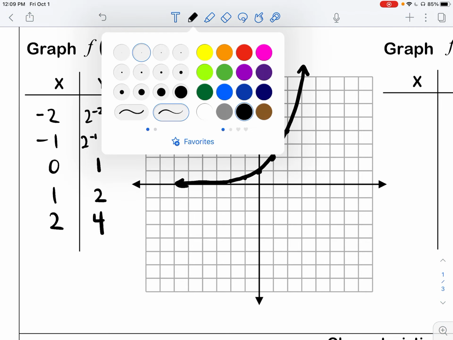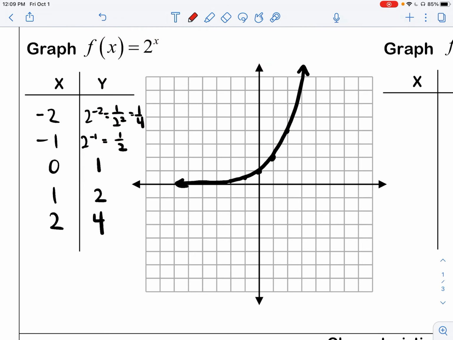Now notice here that our function will never cross the x-axis, because no matter how negative x gets, as x approaches negative infinity, there's still no x value that we could plug in that would cause this function to be equal to 0. So it's going to hug the x-axis, but it will never actually touch it. For that reason, we have a horizontal asymptote of y is equal to 0.